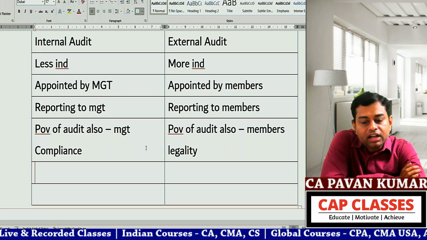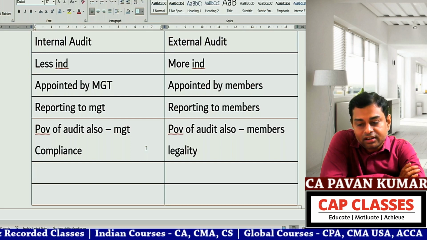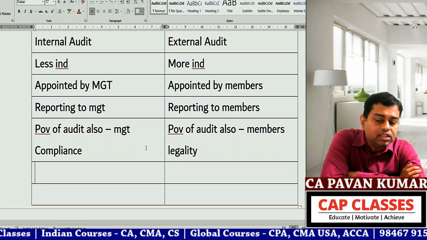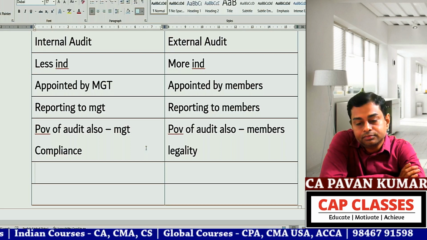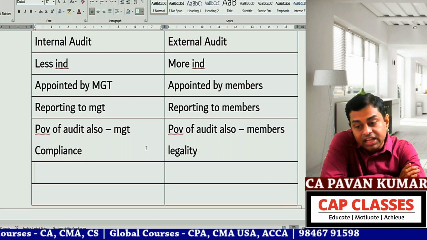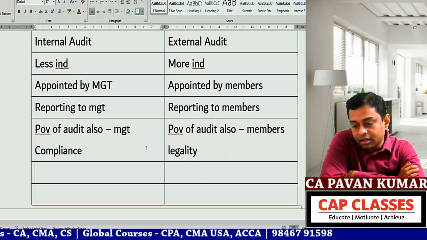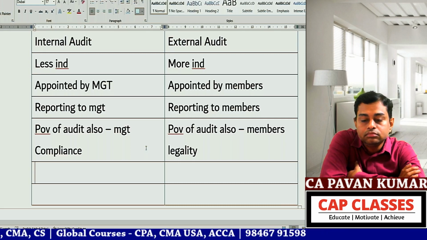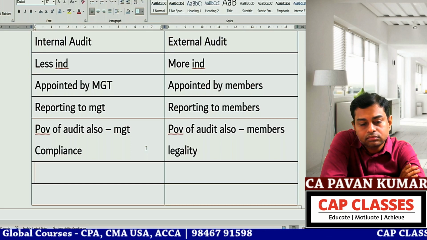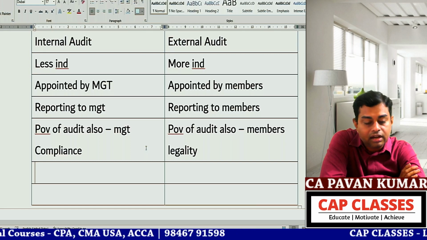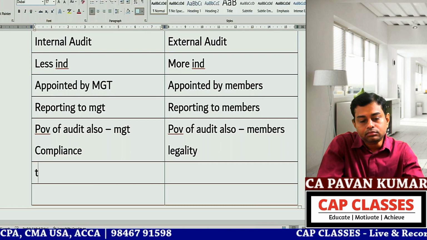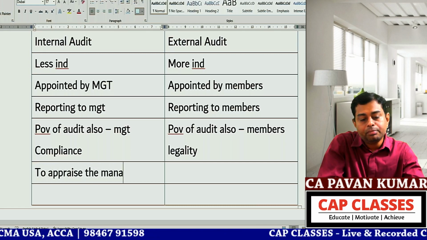Needs to be a chartered accountant, need not be a chartered accountant, that is also there, you remember? Qualification: external auditor, statutory auditor must be a CA in practice. Internal auditor need not be a CA in practice. He can be a CA, he can be CMA, CS also, or the board of directors can appoint any person. Objective. Tell, what is the objective here? To appraise the management.